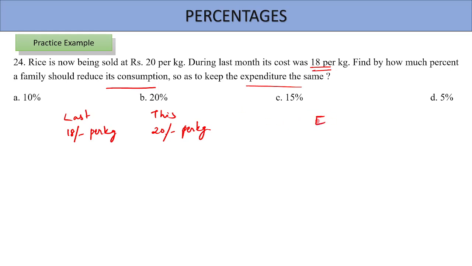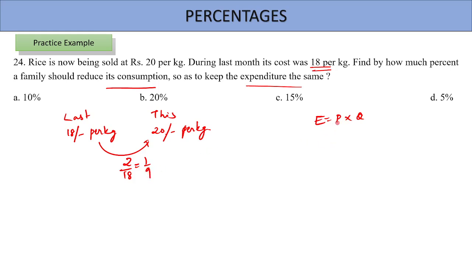Here also again we will use E equals P into Q. So we see that the price increased by 2 by 18 percent, 2 by 18, which is nothing but 1 by 9.